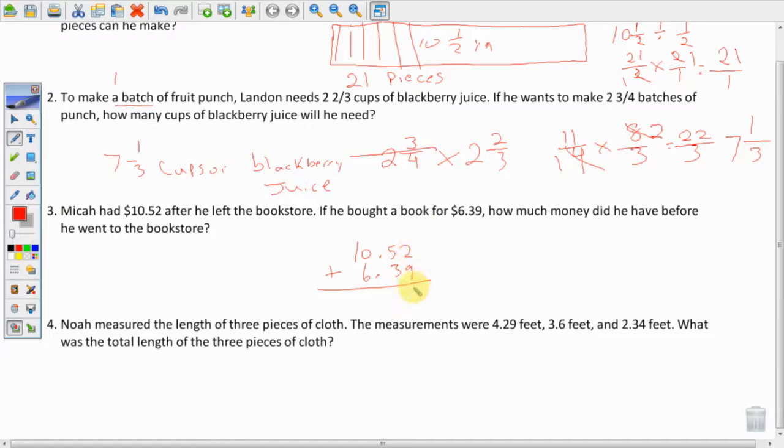So 2 plus 9 is 11, so 1, carry my 1. 5 plus 3 plus 1 is 9. Bring down my decimal. 6 plus 0 is 6. 1 plus nothing is 1. So he had, when he went into that store, $16.91.